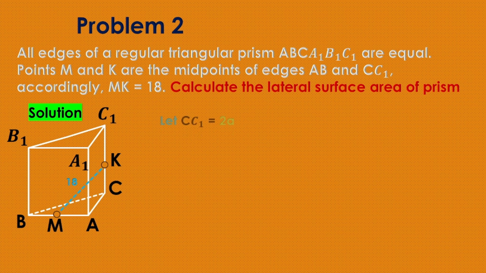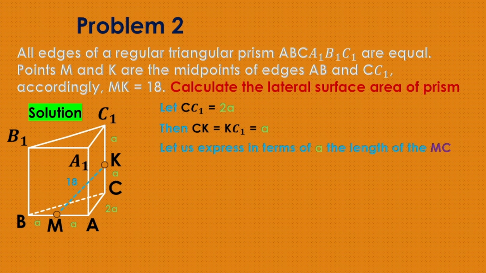Solution. Let CC1 equal 2A, then KC equals KC1 equals A, because point K is the midpoint of the segment CC1. Then similarly, since by the condition all edges of the prism are equal, AC equals 2A, and point M is also the midpoint of the segment AB. Therefore, AM equals MB equals A. Then let us express the parameter A in terms of the length MC.